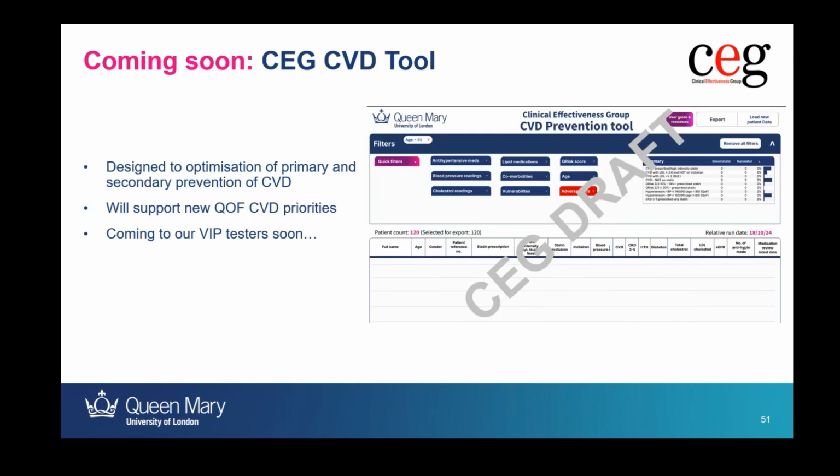So last but not least, we've got our CVD tool coming out. So it's our CVD prevention tool, slightly different format to our current tools, but the idea is that it will support the optimization of primary and secondary prevention of CVD. It comes out at a time when obviously the QOF has shifted its focus to CVD and prevention. So again, it will help to support those priorities. And if you're a VIP tester, it should be coming out to you soon. Next slide, please.